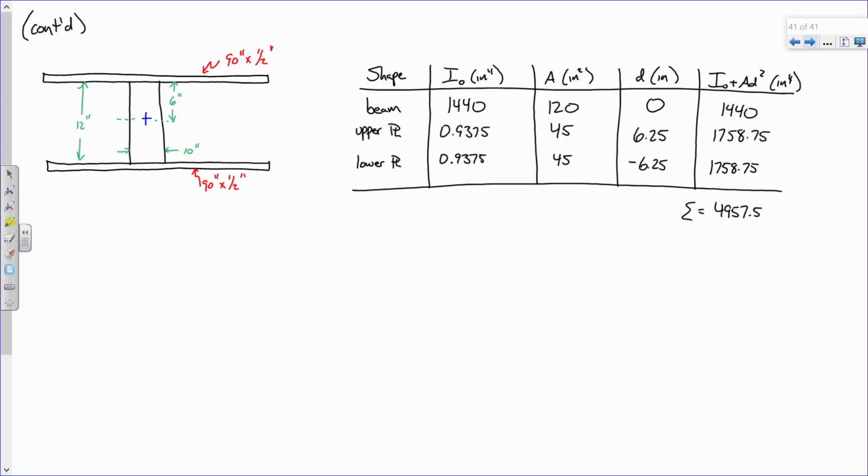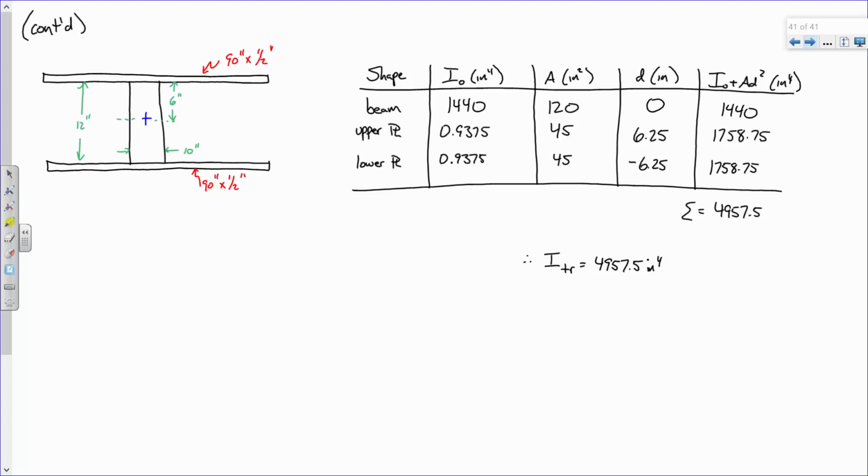Now, if I sum this column up, what do I get? 0.5. Everybody okay with that? So here's what I propose. I'm going to call this a transformed moment of inertia: 4957.5 inches to the fourth.